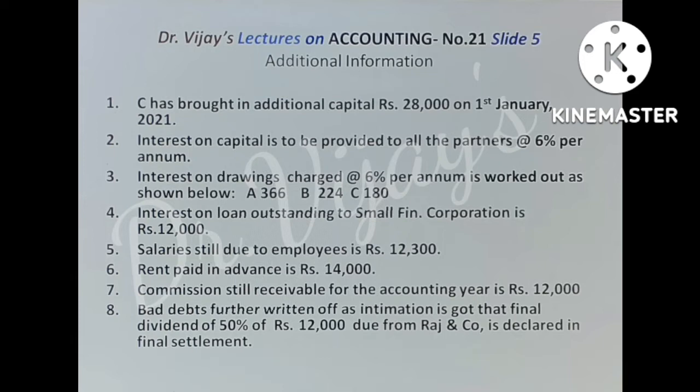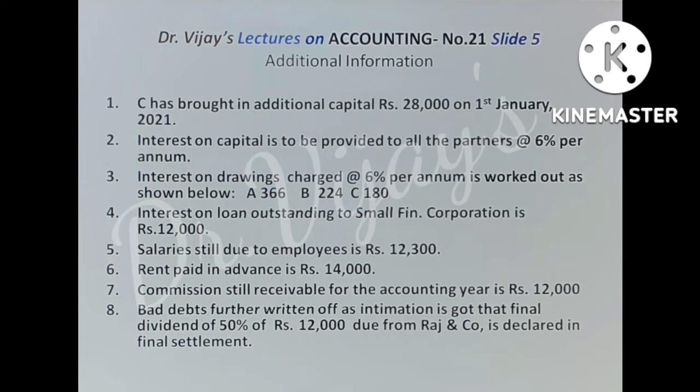Salary still due to employees is outstanding expenditure, to be added to salaries on the debit side of profit loss account and shown as liability in balance sheet. Rent paid in advance 14,000 is rent prepaid, expenditure prepaid, to be subtracted from rent on the debit side of profit loss account and shown as asset in balance sheet. Commission still receivable for the accounting at 12,000 rupees is outstanding income, to be added to commission received on the credit side of profit loss account and should come as asset in the balance sheet.